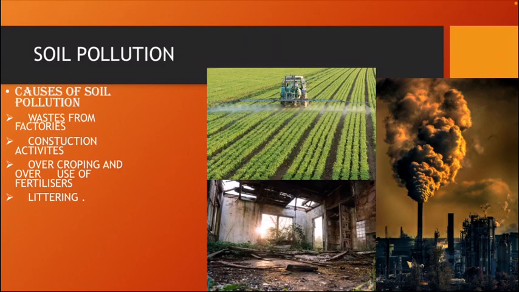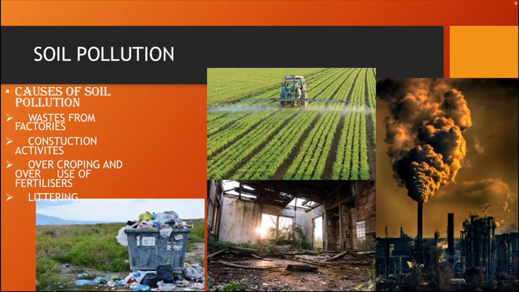The last one is littering. Littering is done hugely nowadays. For example, when we throw garbage in the open instead of putting it in the dustbin, the soil absorbs the toxins and becomes polluted. This is the littering process done by humans. So this is soil pollution.